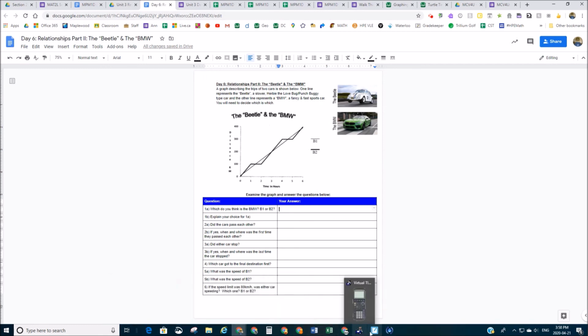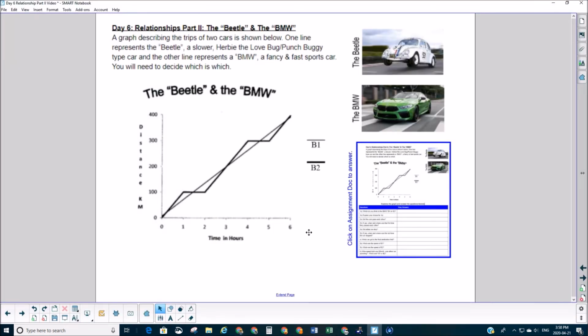Okay, so that's all for this lesson. You can go in and try and answer the questions about the Beetle and the BMW, and you'll be talking about speed in that question. And that's enough for lesson 6.